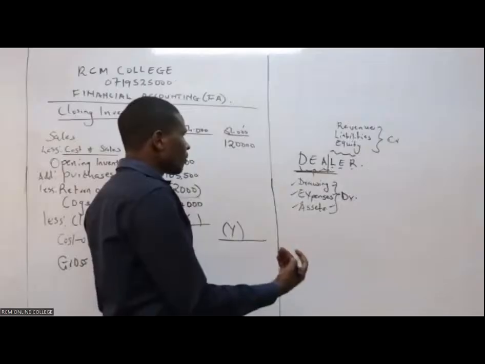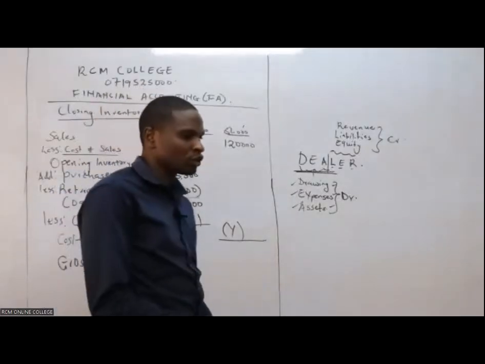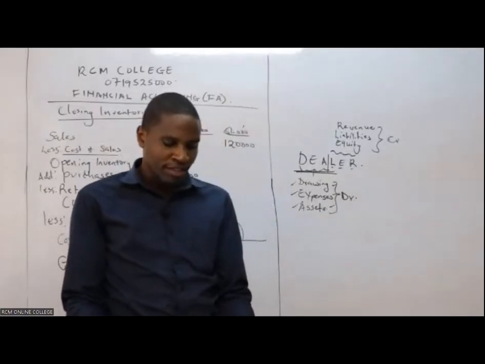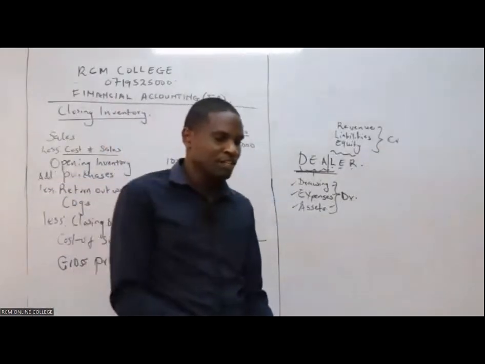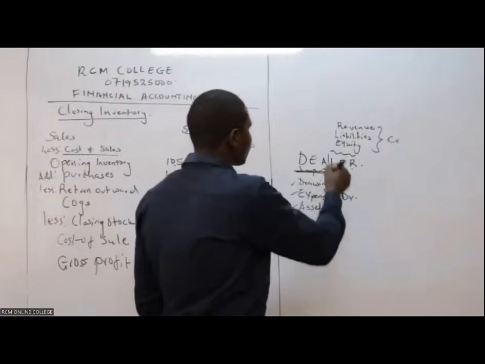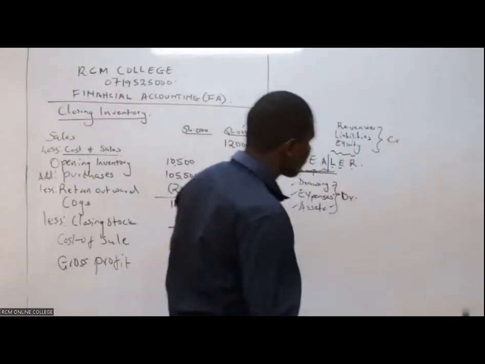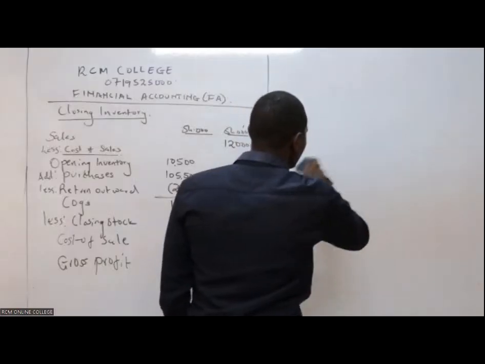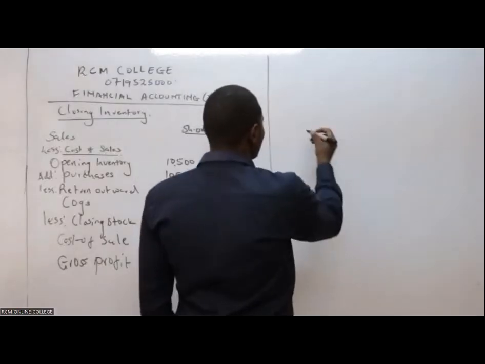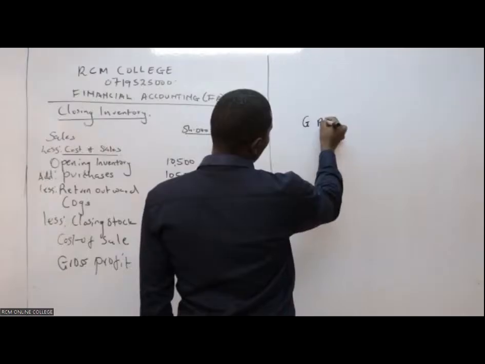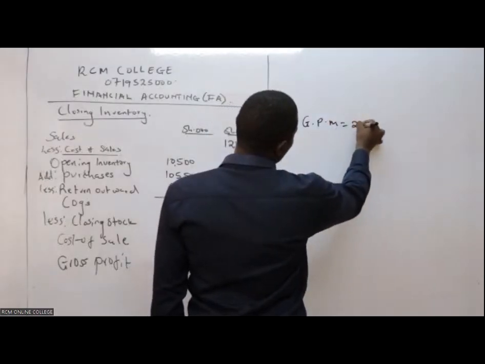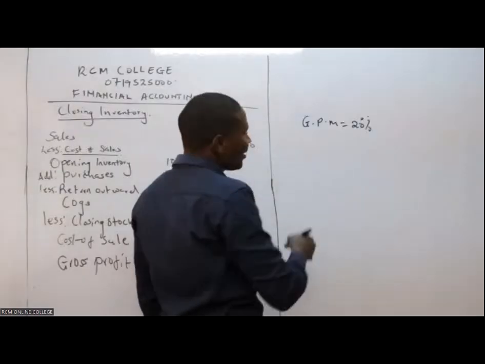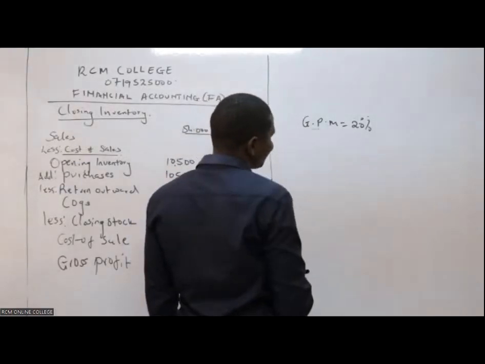Now, in our case, I can see additional information number 1. We've been told that the company maintains a gross profit margin of 20%. Therefore, in this case, what do you have to do? A gross profit margin is equal to 20%. Now, how do we get a gross profit margin?